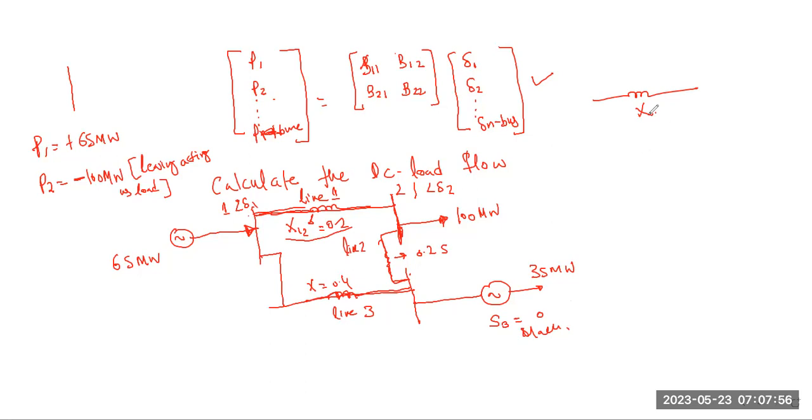And he says consider base MVA to be equal to 100. Okay, base MVA is 100. Now you see this is in 65 megawatts. So this line has some value, and you have to convert everything into per unit.